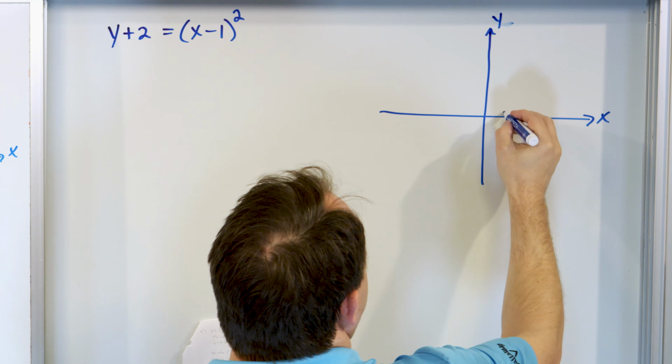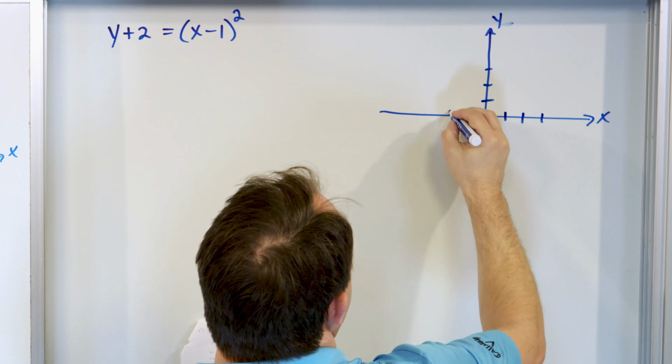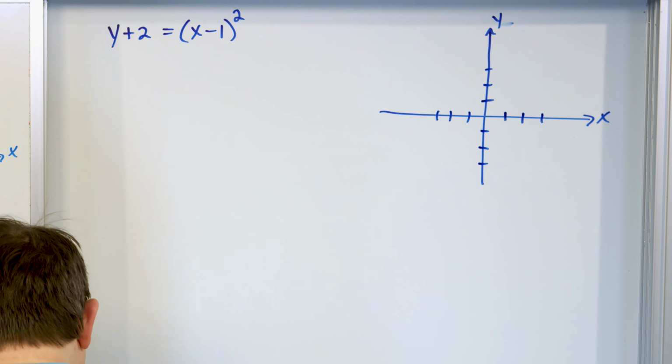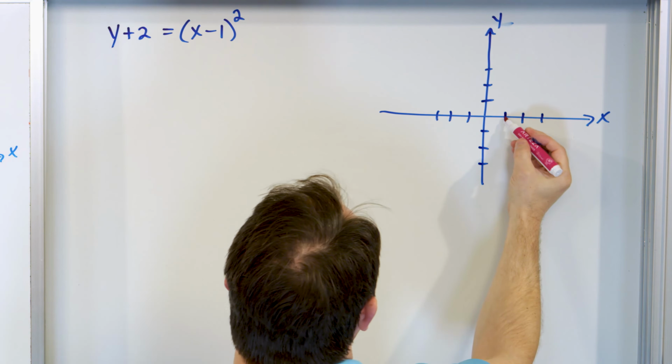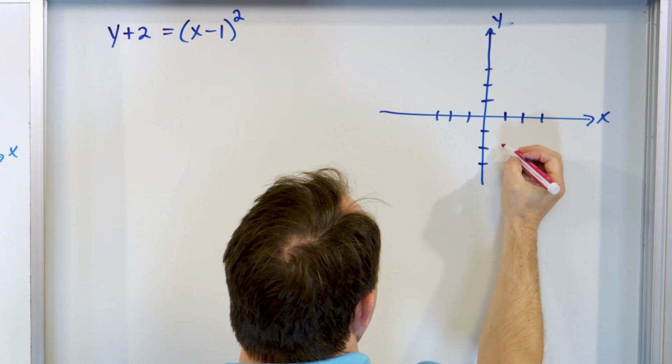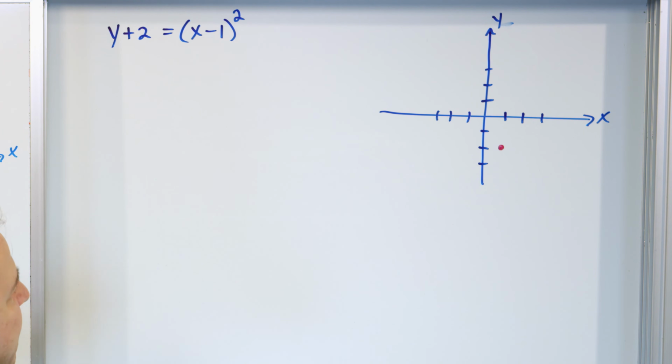Let me go ahead and draw a couple tick marks. 1, 2, 3, 1, 2, 3, 1, 2, 3, 1, 2, 3, something like this. And let's say that the vertex of this shifted 1 unit to the right, that means here, and 2 units down, 1, 2. So the vertex of this parabola is actually right here, down below.